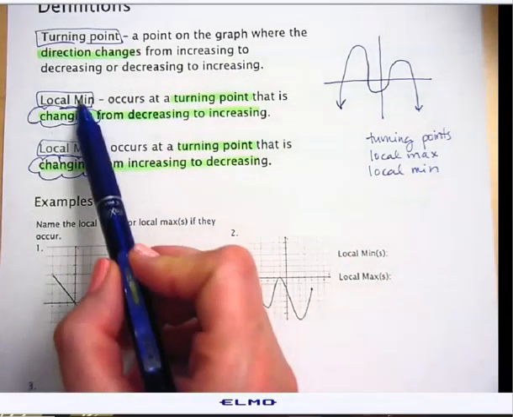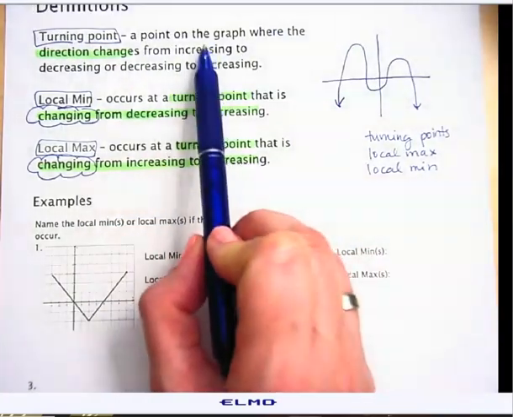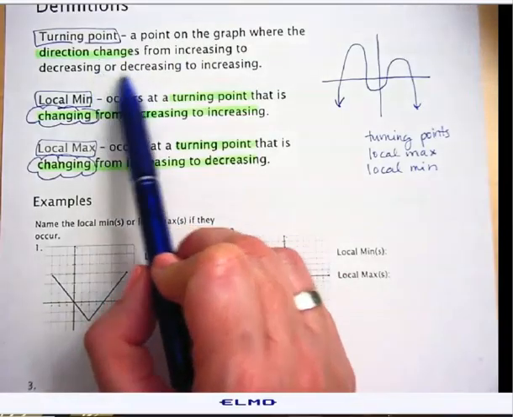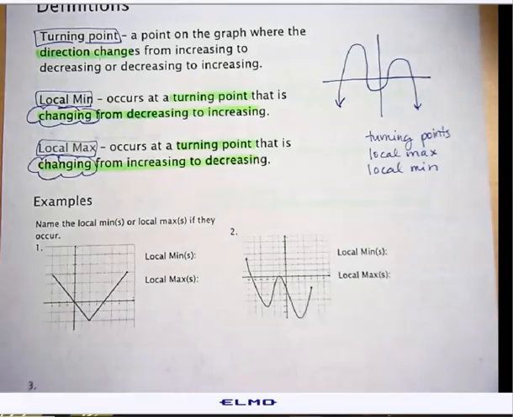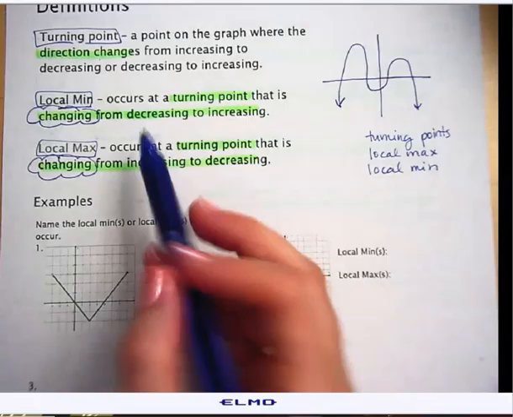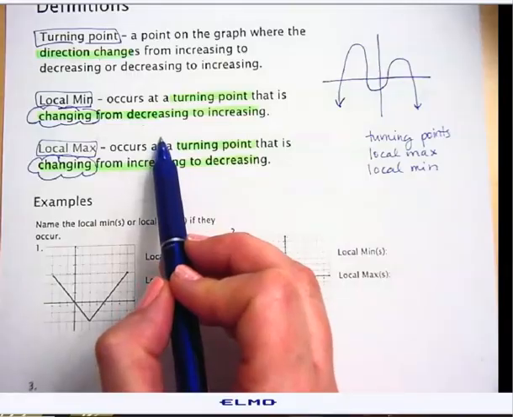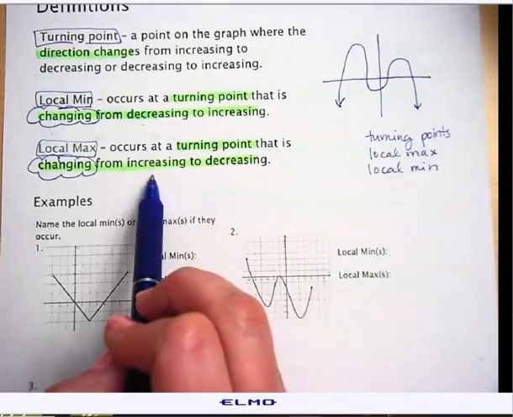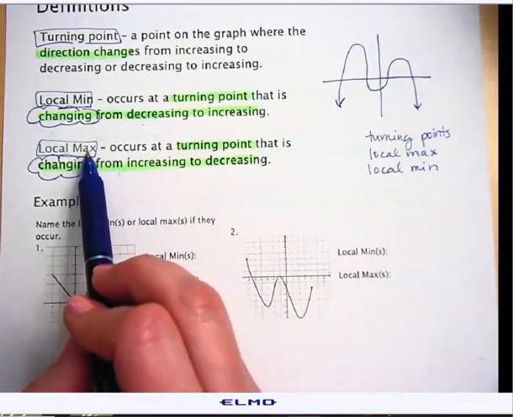And in general, a local min and local max are called turning points. So a turning point is a point on the graph where the direction changes from increasing to decreasing or decreasing to increasing. So it's the point where the graph was going up, but now it's going down, and vice versa. When it changes from decreasing or going down to going up, increasing, we call that a local min. And when the other situation happens, changes from increasing to decreasing, we call it a local max.